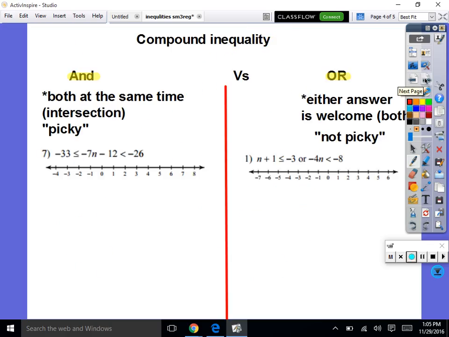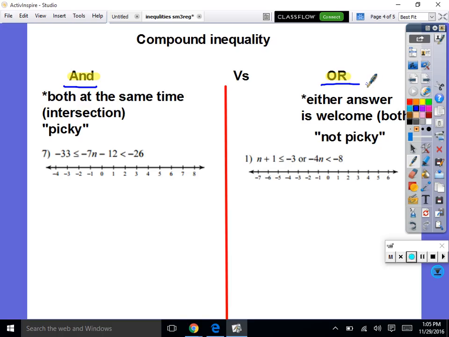Okay, a compound inequality. These are two key features that you need to remember. You will see an inequality of one sort or another on your ACT, guaranteed. A compound inequality is basically when you have two solutions at once. Now there's one important difference: the word and versus or. And is both at the same time. It's the intersection of both. I call it picky.